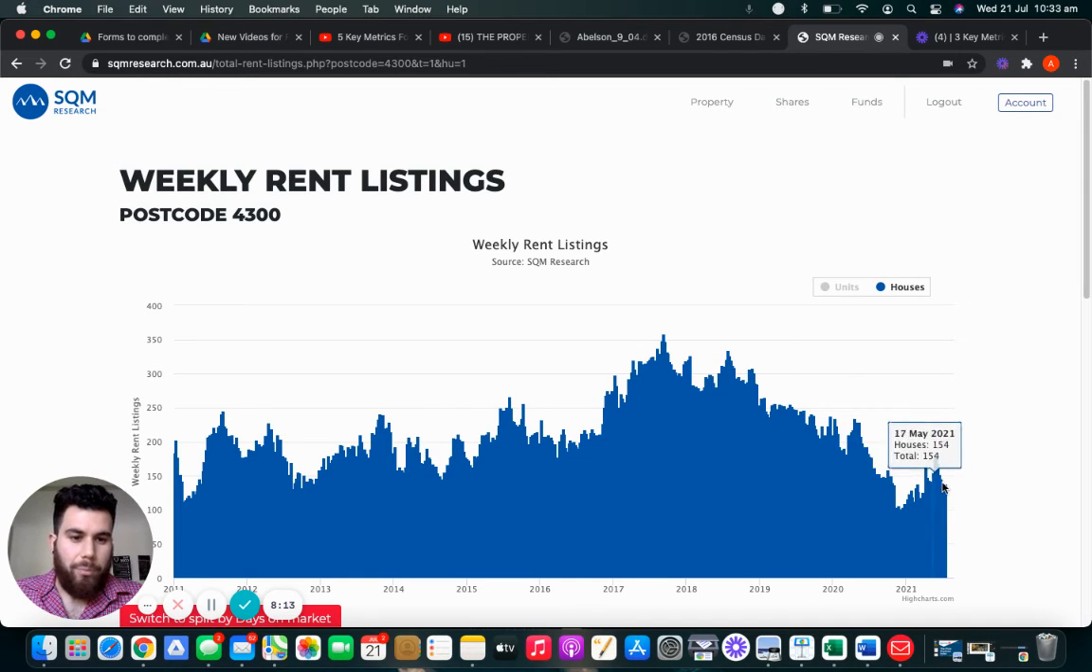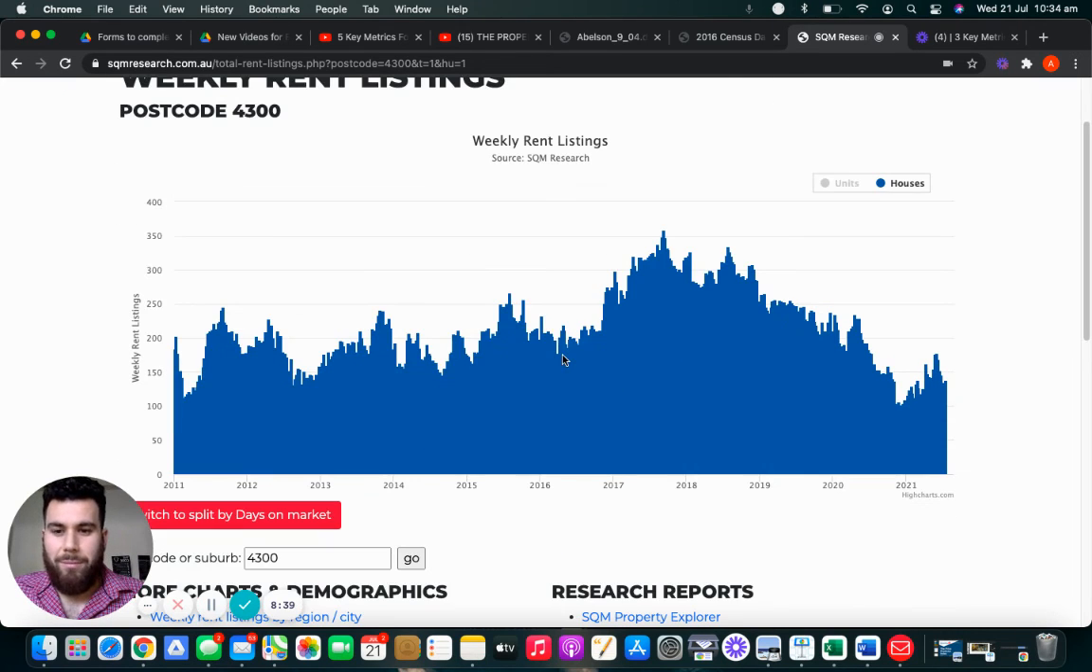The data doesn't lie here. Like we checked on the last page, the yields were starting to decrease, so that means there's high demand in property, and prices are getting pushed up as well. Your median rents are still going up, which is a good thing, and your rental listings are trending down. So this is how we look at data. Data doesn't lie.